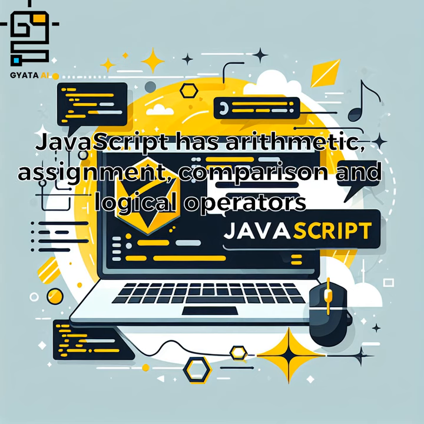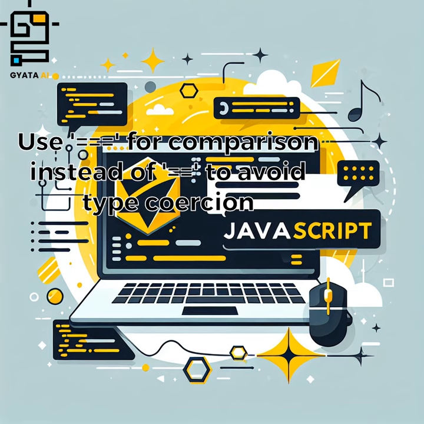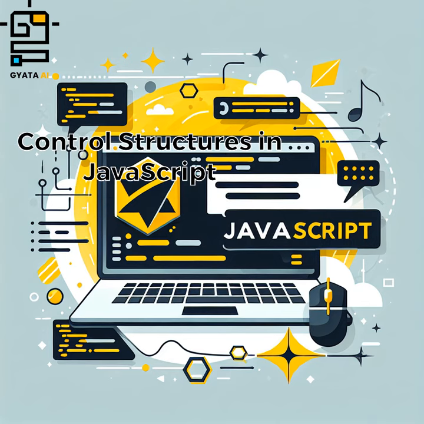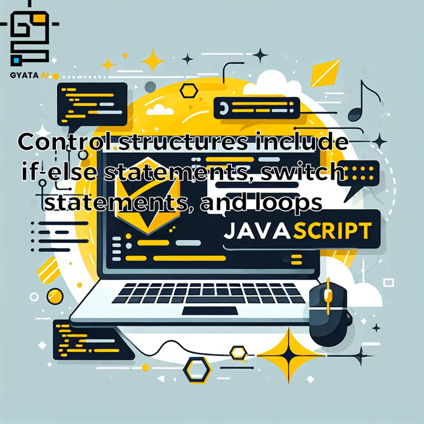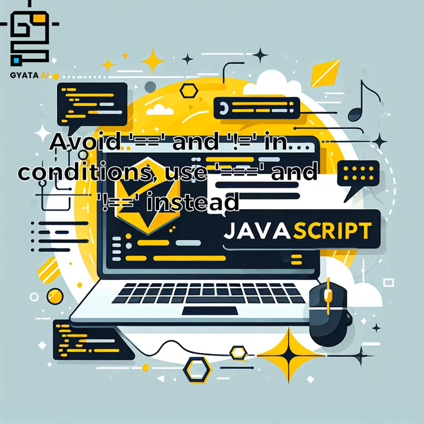Operators in JavaScript. JavaScript has arithmetic, assignment, comparison, and logical operators. Use === for comparison instead of == to avoid type coercion. Control structures in JavaScript. Control structures include if-else statements, switch statements, and loops. Avoid nested conditions, use early exit instead.